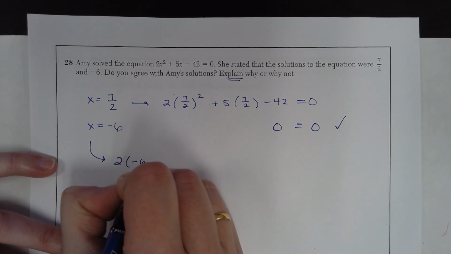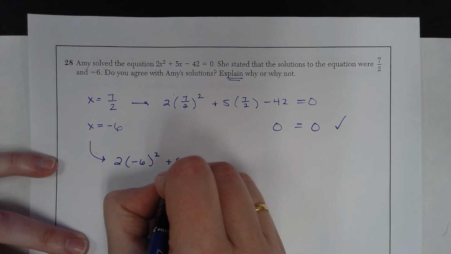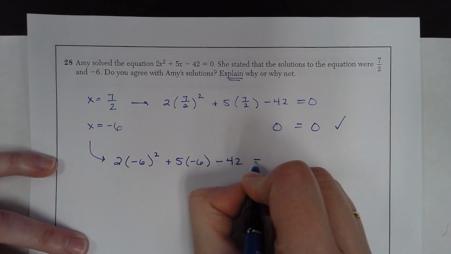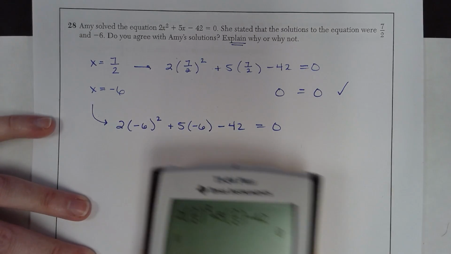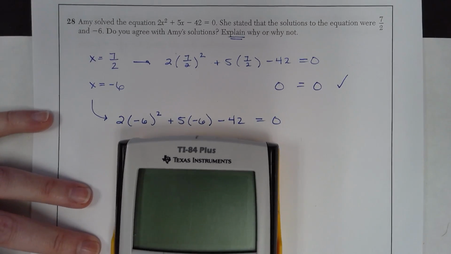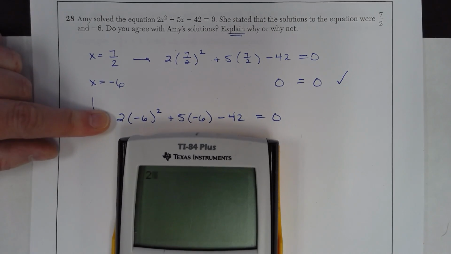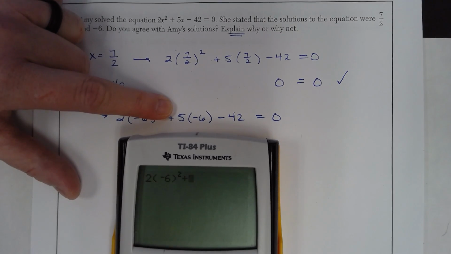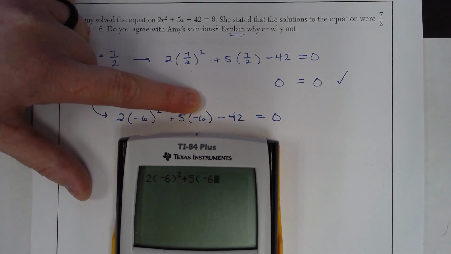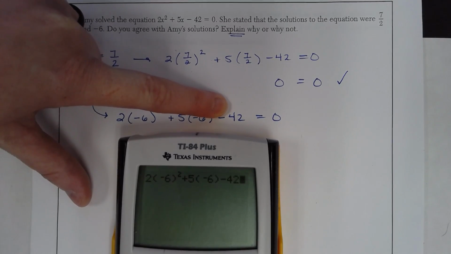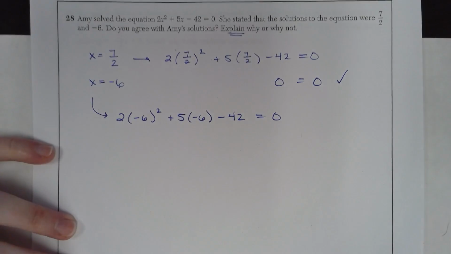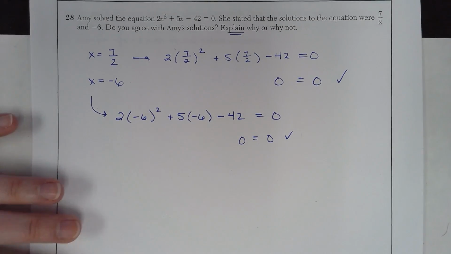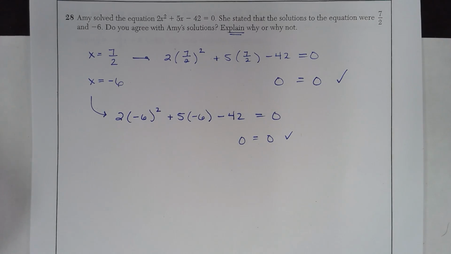Let's see what happens with negative 6. 2 times negative 6 squared plus 5 times negative 6 minus 42. Let's see if that's equal to 0. So I'm going to do 2 and then negative 6 squared plus 5 times negative 6 minus 42. And I get a 0. So that checks. So do you agree with Amy's solutions?